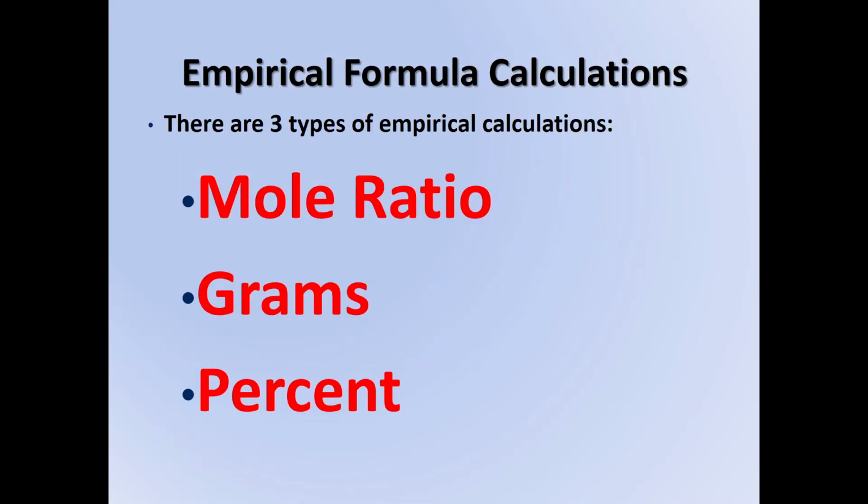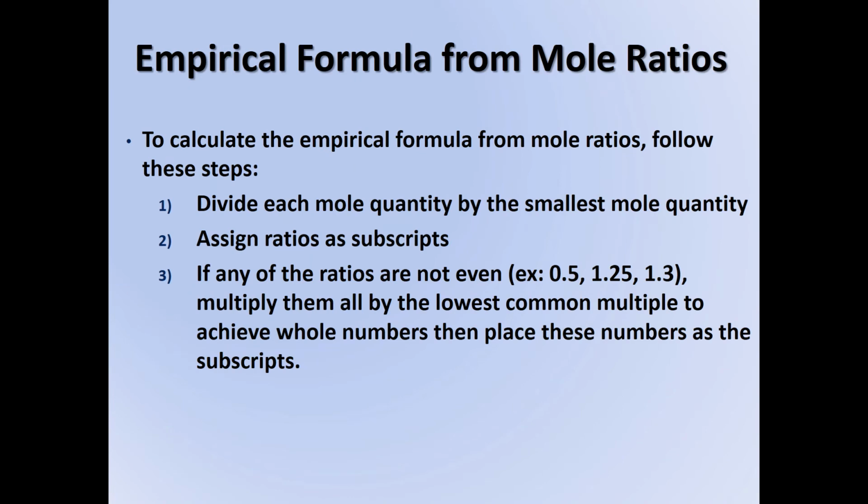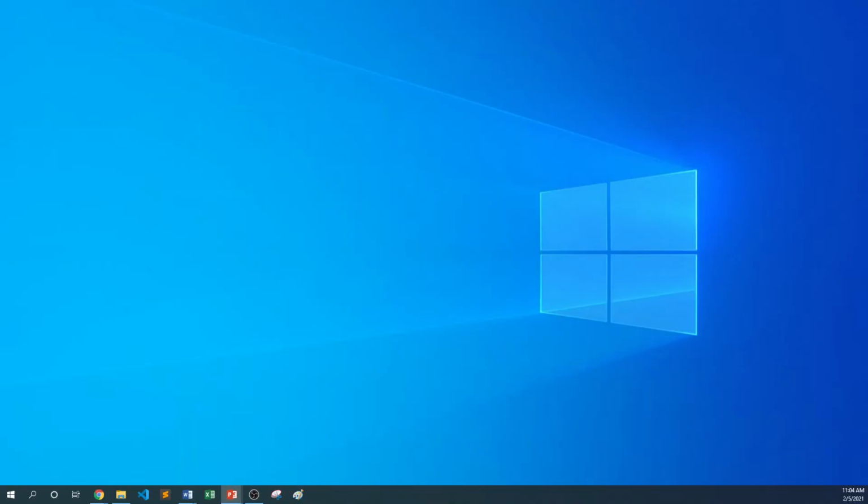So there are three types of empirical calculation: mole ratio, grams, and percent. Mole ratio is probably the most useful. Grams, well, they're all three extremely useful. So to calculate the empirical formula for mole ratio, this is best learned by example. I have these PowerPoints on Google Classroom also.